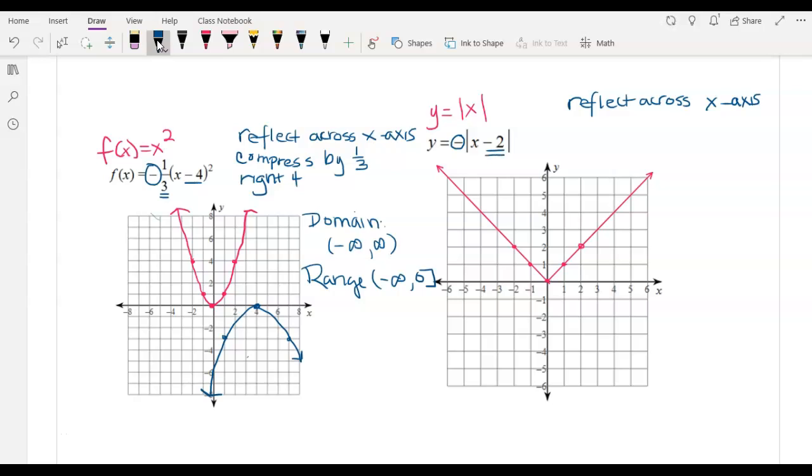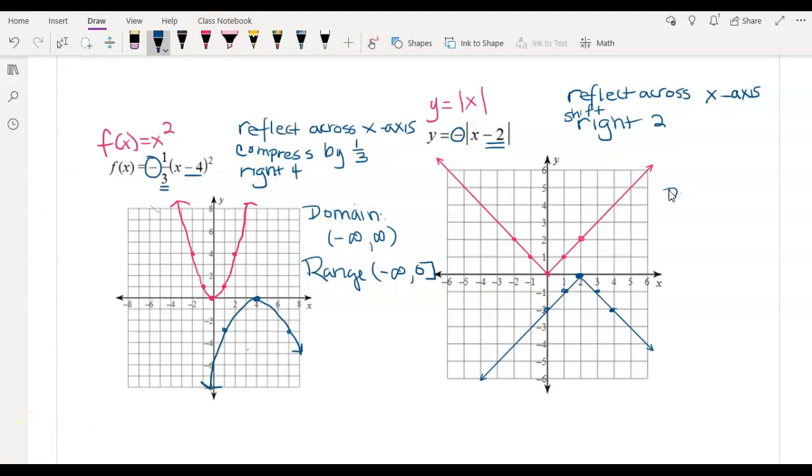And the -2 on the inside says we're going to go right 2. We're going to shift that right 2. So we shifted it right 2 and we reflected it. The points go in the opposite direction. Once again, we'll have that very distinct V shape. So go ahead and draw it.